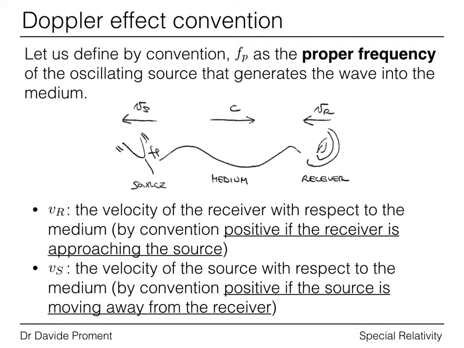In order to describe the Doppler effect, we specified a convention. We said that the oscillating frequency of the source is called the proper frequency, and agreed on one convention, that is the signs, to describe the velocity of the source and the receiver with respect to the medium.